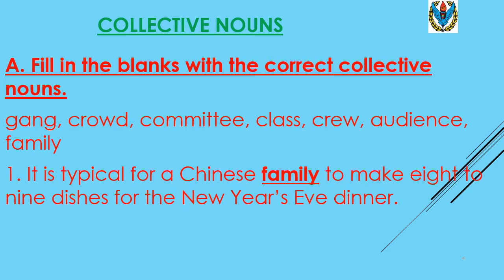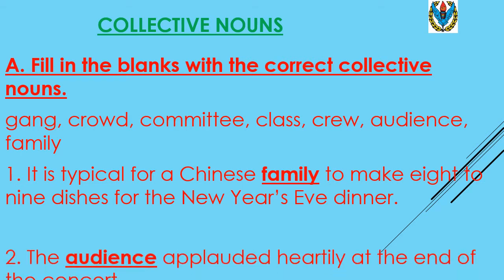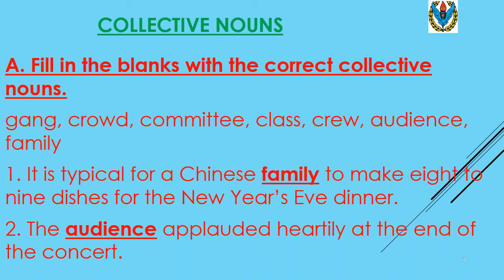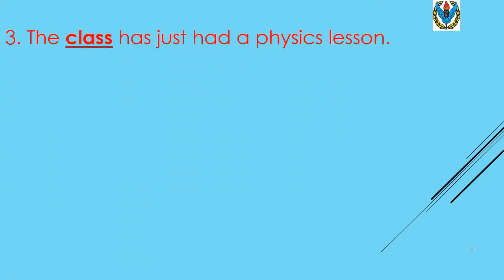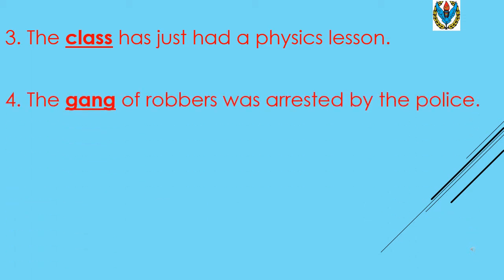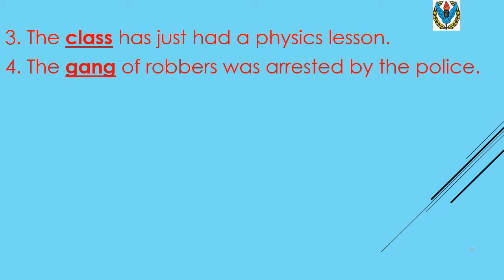So the first sentence is, it is typical for a Chinese family to make 8 to 9 dishes for the New Year's Eve dinner. It's family in number 1. Number 2, the audience applauded heartily at the end of the concert. Audience in number 2. It's number 3, the class has just had a physics lesson. Class in number 3.